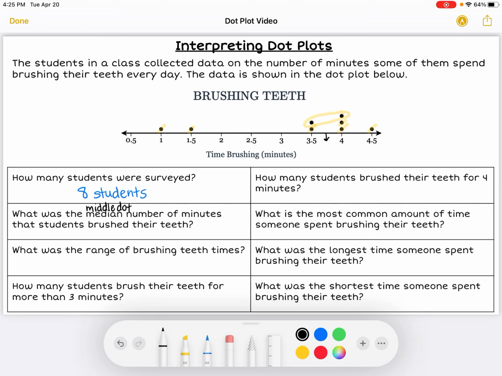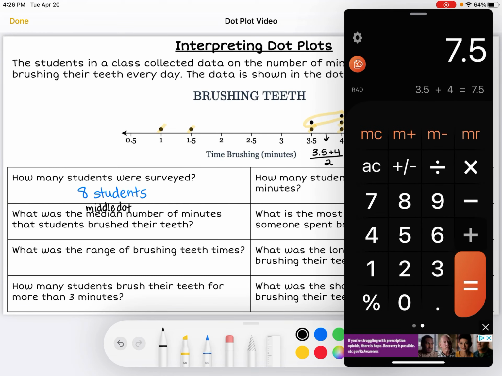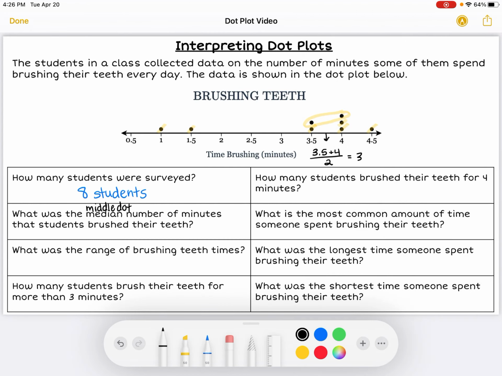If you aren't sure off the top of your head what number is between 3.5 and 4, you can go ahead and add 3.5 plus 4 and then divide by 2. And that will tell you the number that's in between. So 3.5 plus 4 and then divide it by 2, we get 3.75. So 3.75 is the number in between the 2 middle dots. So our median is 3.75 minutes.